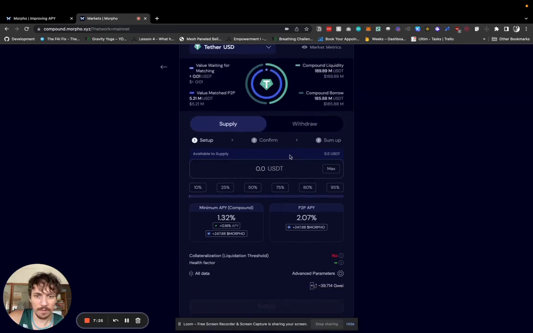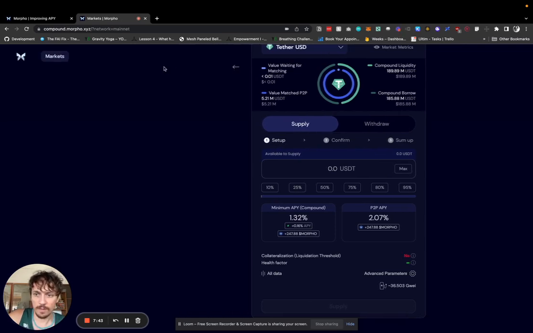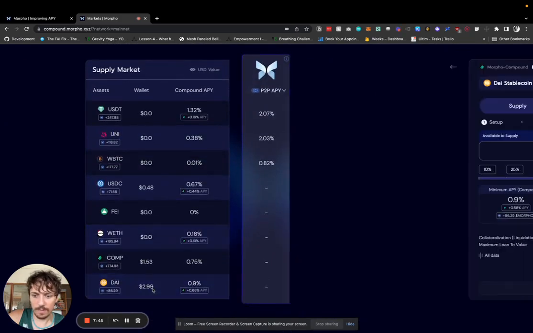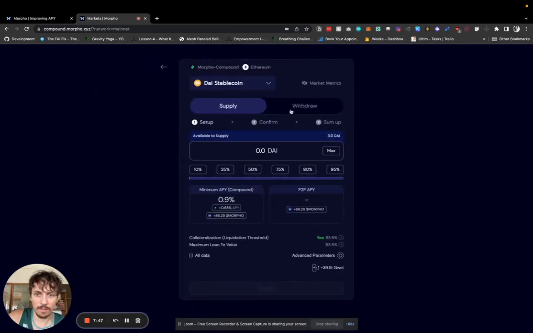So you have supply and withdraw here. Obviously, we haven't withdrawn, but we only supply. We only need to supply because we don't have any supply in order to withdraw. So we have setup, confirm, and sum up. I don't know what sum up means. So let's say here we don't have any USDT, but I think I do have a bit of DAI. So let's go into it.